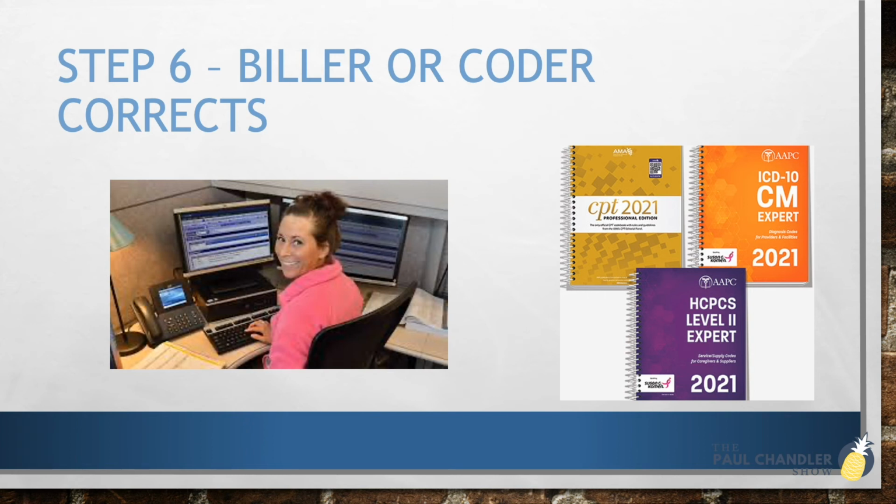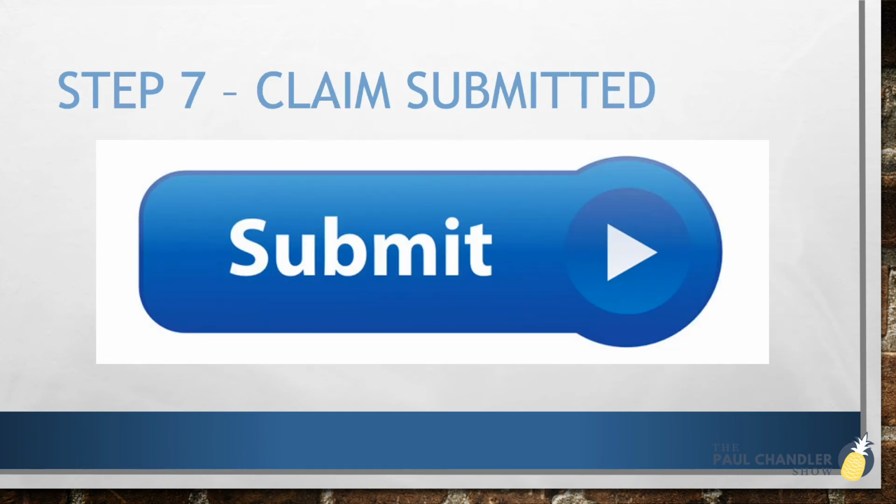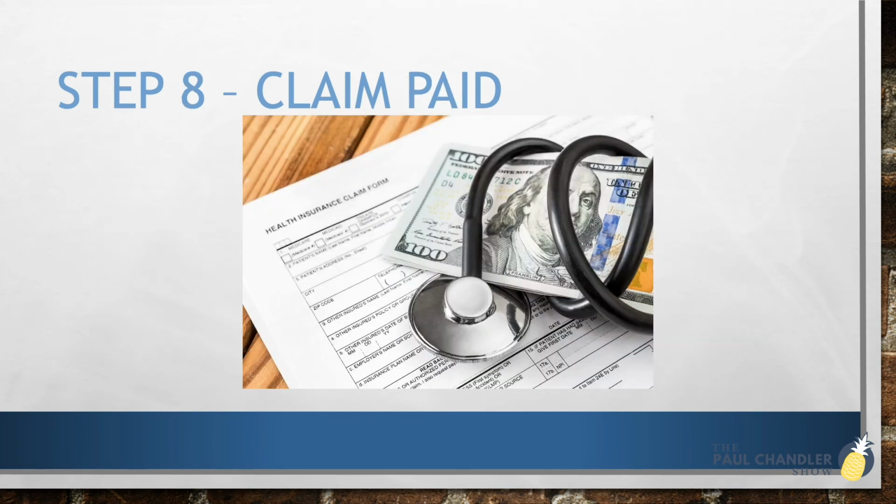Depending on how the office is set up, the biller may look at it, whether they're a certified coder or not, all depending on the company. Either the biller or the coder will look at the denied or rejected claim and correct it. After they fix those corrections, we have to resubmit the claim. That takes us to step number 7, just like step number 4. After the corrections are made and the claim submitted, hopefully we end up with step number 8. The claim is paid.